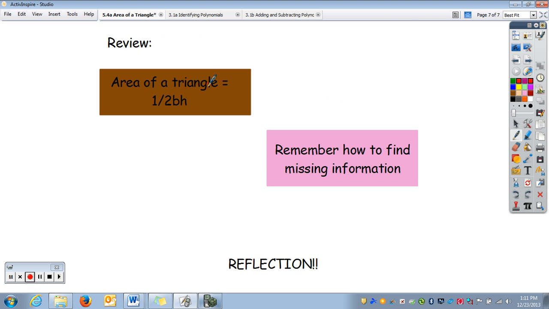So review area of triangles, 1/2 base times height. You need to know that formula. And remember how to find the missing information. You just kind of have to be investigators of what information do you have and what do I need to do to go find it. And that list is super important.